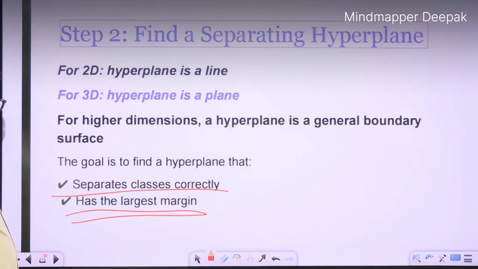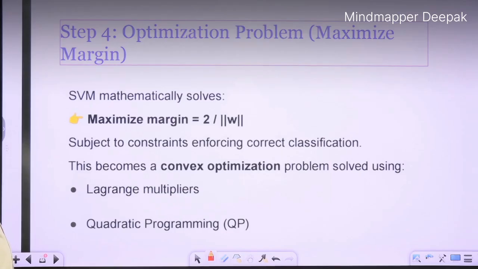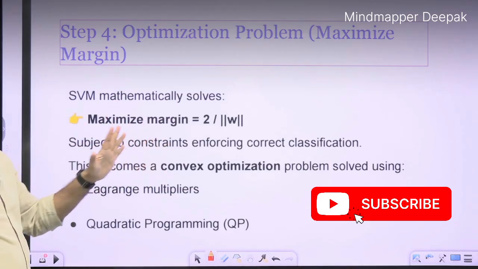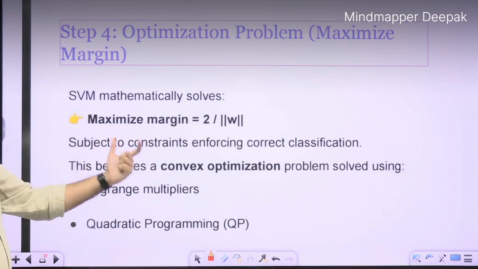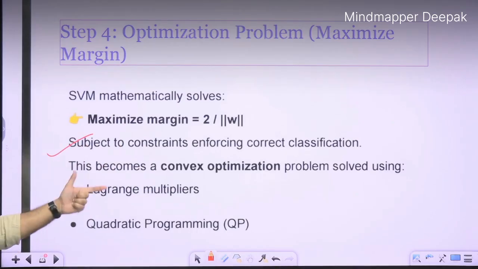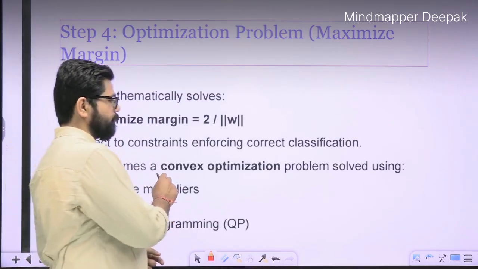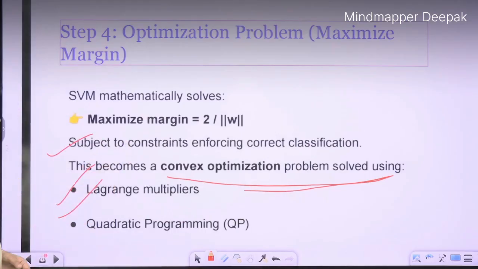Now proceeding to the third point: compute the margins and the support vectors. Fourth point: SVM mathematically maximizes 2 divided by the norm of the weights, that is W, subject to constraints enforcing correct classification. This becomes a complex optimization problem solved using Lagrange multipliers as well as quadratic programming. But I hope they cannot go that in-depth in your GATE examination.